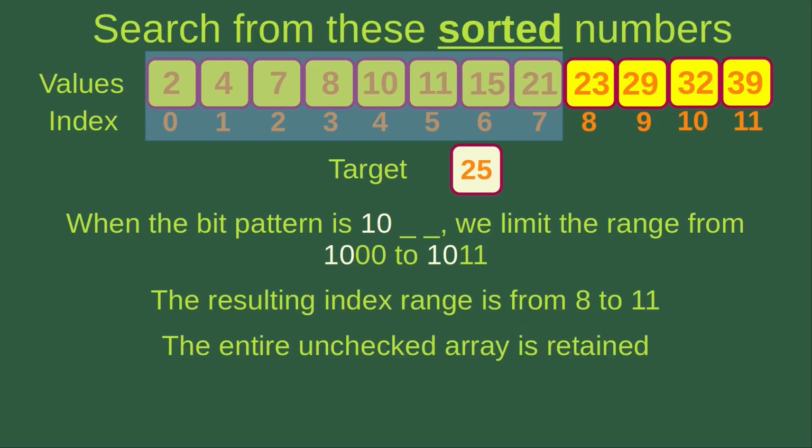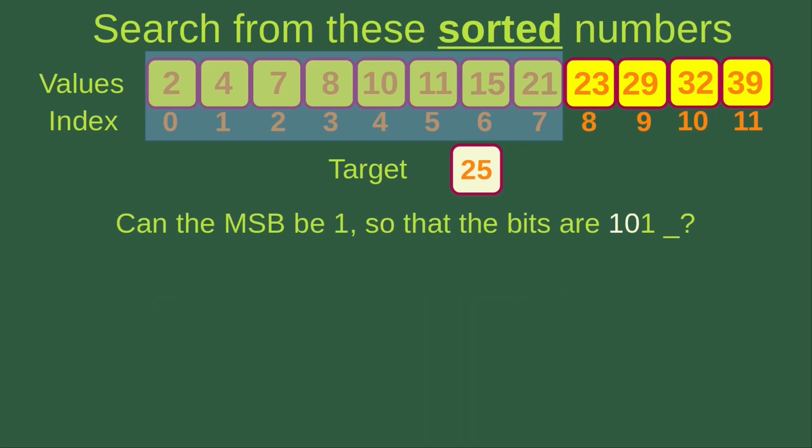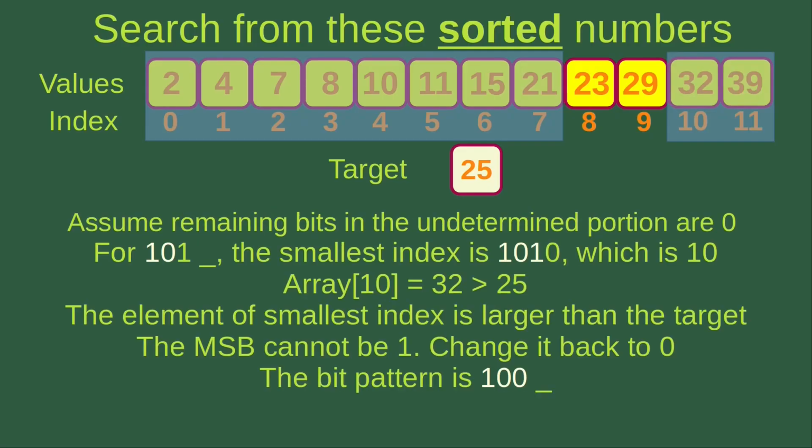When the bit pattern has 1 and 0 respectively, we actually limit the range from 1000 to 1011. The resulting index range would be from 8 to 11. It means that the entire unchecked array is still retained. Now we go to determine the next bit. Can the most significant bit be 1, so that I have the bit pattern as 101 followed by 1 more undetermined bit? We have to go through this step again.